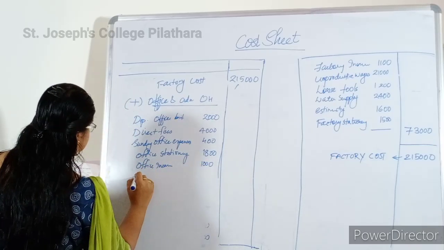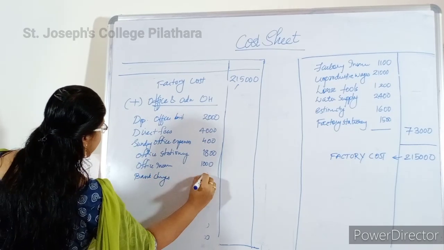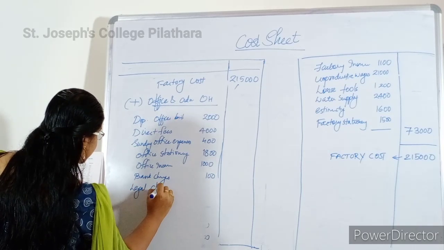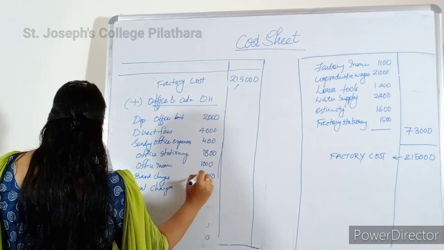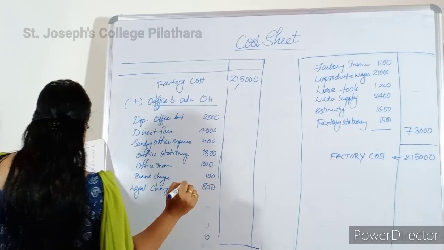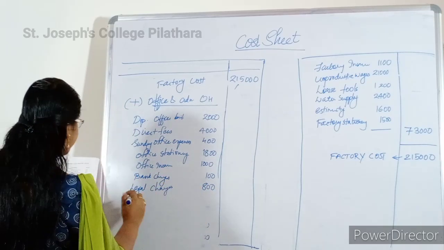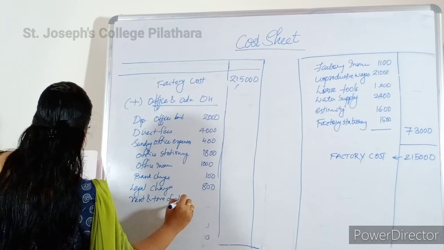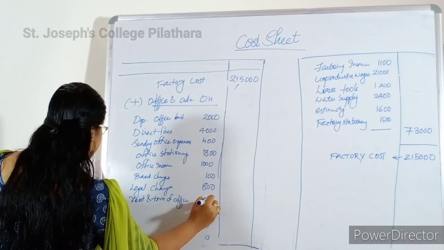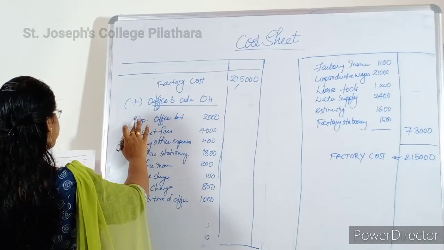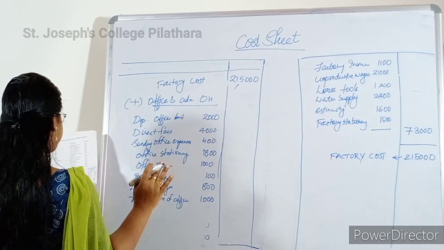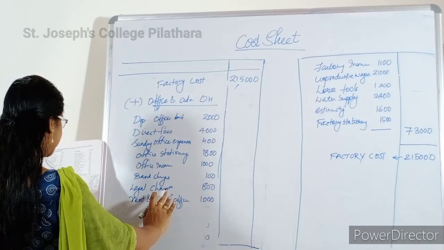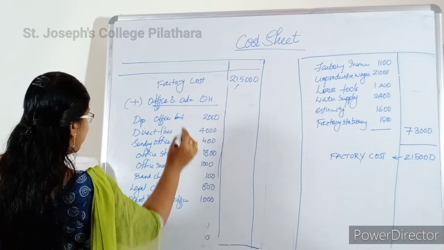Then bank charges 100. Before the bank charges, one more, legal charges, that also will come under office overhead. So legal expenses you can include 800. Then rent and tax of office. How much is the amount? 1,000. Then depreciation, director's fees, sundry office expenses, office stationery, office insurance, bank charges, legal charges, rent and tax of office. So this composes the office level expenses.